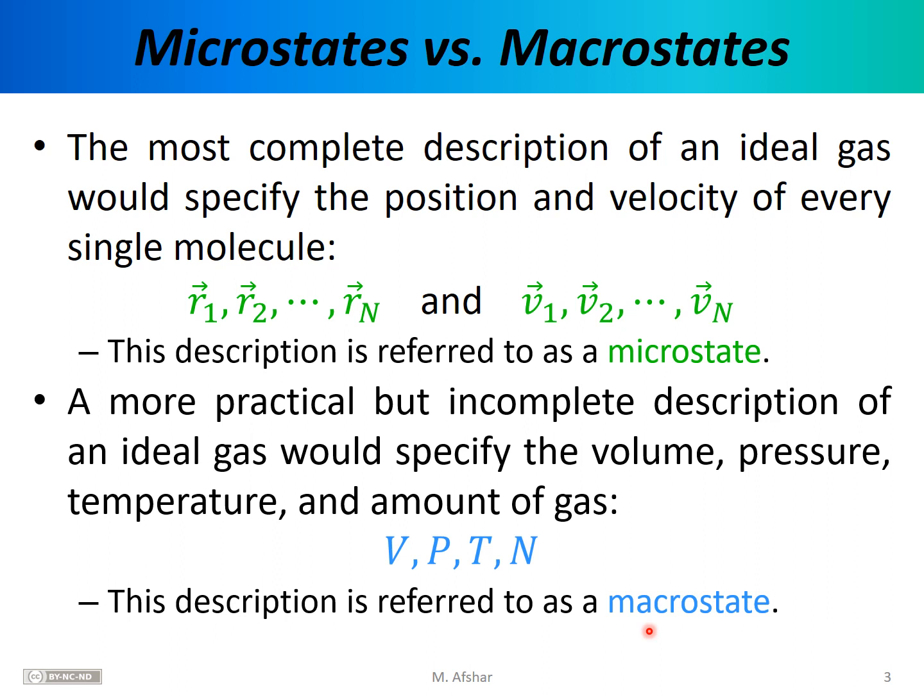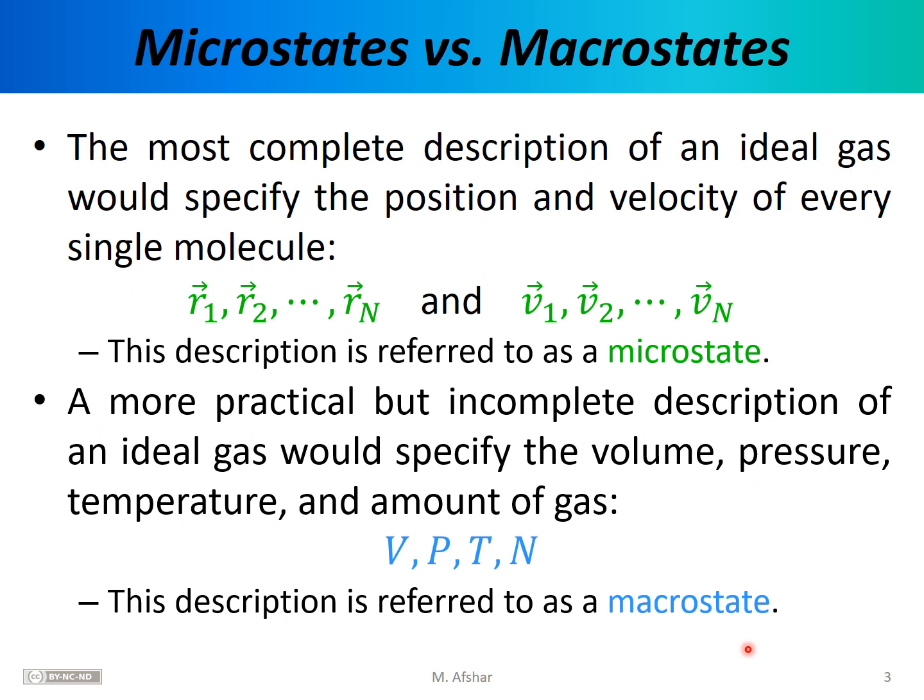A macrostate is a much more practical description of what a system is doing, but of course it leaves out a lot of detailed information, and in that sense it's incomplete. So what you're seeing here are essentially two extreme possibilities for the description of a system. The microstate is extremely detailed and microscopic. From a theoretical point of view, we wish we knew the microstate of a system, but from a practical point of view, what we often actually know or are capable of measuring is the macrostate of the system.